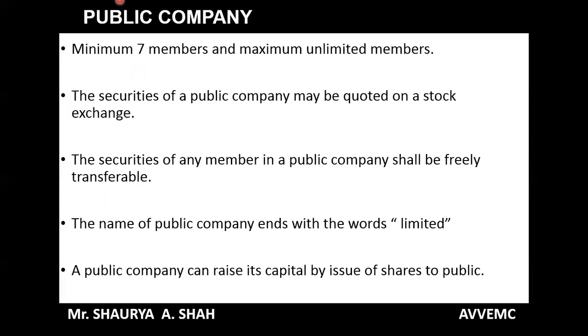So how many members are required, students? As I told in the last lecture also, minimum 7 members and maximum unlimited members. So if you are starting a public company, the minimum number of members you require is 7 and maximum is unlimited. Why is it unlimited, students? Because this is related to your public subscription. If it is a public subscription open to all, then there is no limit for the members to be kept in a company. That is why the upper limit is unlimited and the minimum is 7. Remember, for private company also we will see.